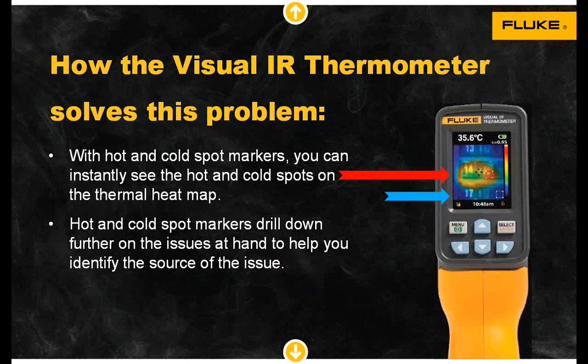How the visual IR thermometer solves this problem. With hot and cold spot markers, you can instantly see the hot and cold spots on the thermal heat map. With the VTO2, you can switch on hot and cold trackers. These trackers will automatically seek out the hottest and coldest points in the field of view of the unit. Hot and cold spot markers drill down further on the issue at hand to help you identify the source of the issue. Once you've found the hot spot or cold spot you're looking at, you can center the spot on the unit for temperature measurement.